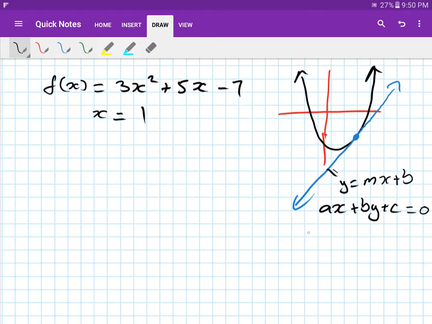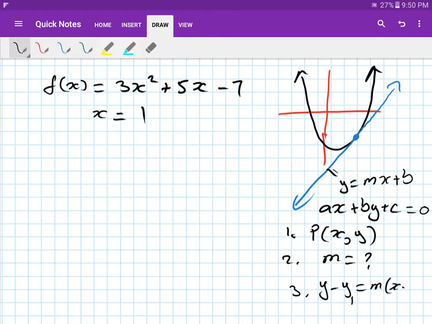Step number 1, of course, I need to find the point first. I'll list this for you. So x and y, we need to find the point. Sometimes the question gives you the point, and you just need to find the gradient. Step number 2, I find the gradient, which is m. And then step number 3, I'm just going to use the point formula: y minus y1 is m times x minus x1. I'm just following this process to solve this problem.